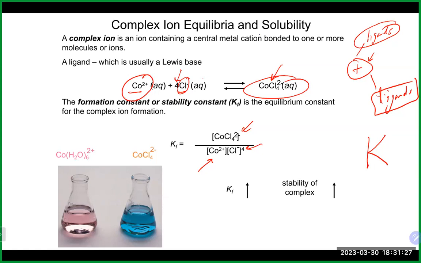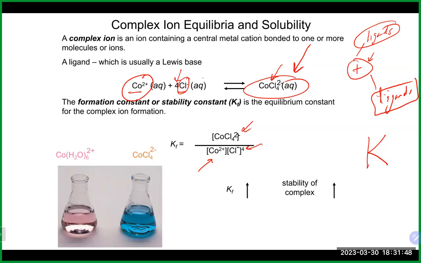As the KF value increases, the stability of the complex ion also increases. And again, this is really still just the basic equilibrium constant idea. Obviously here, if we have a large value of K, that means we should have a lot of products at equilibrium. And in this case, the product side is pretty much your complex ion that's being formed.